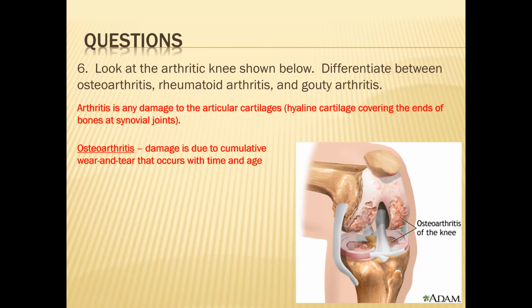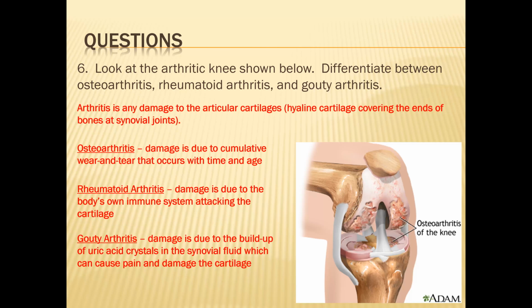This is when the damage happens due to the cumulative wear and tear that occurs over time and with age. Then you have rheumatoid arthritis, in which the damage to the cartilage is due to the body's own immune system attacking the cartilage. And then with gouty arthritis, the damage is due to the buildup of uric acid crystals in the synovial fluid, which can cause pain and damage the cartilage. So bottom line, arthritis is damage to articular cartilage, and we classify it based on how you got that damage.